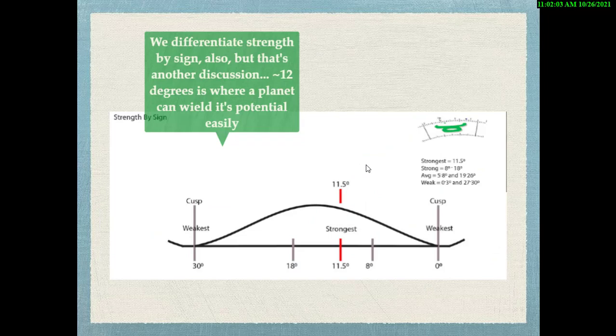So that's the gist of how we relate to these low point experiences. I'm just going to quickly point this out: we do have a whole system of looking at how strong a planet can be by sign, but that's really another discussion for another day. Essentially, it relates to about 11.5 or 12 degrees, where a planet can wield its potential quite easily. I realize you've probably never seen this before. Let's just park that for now and keep going.